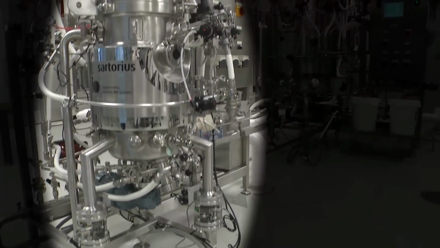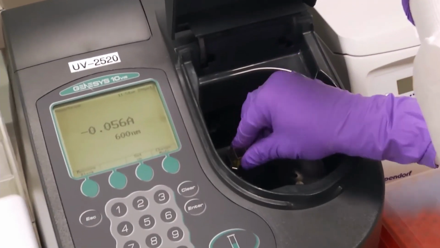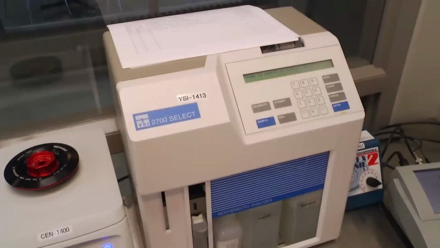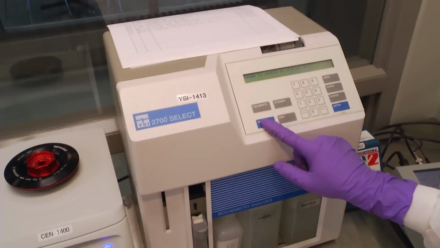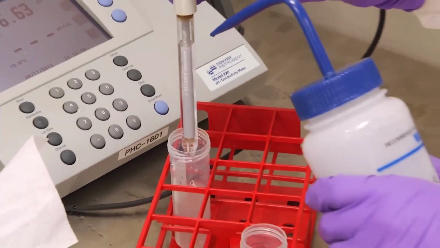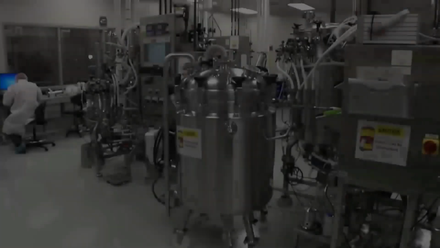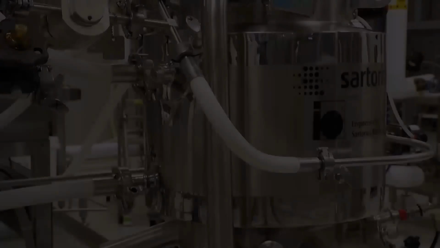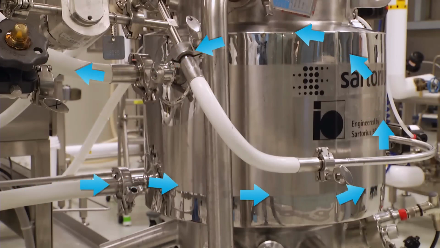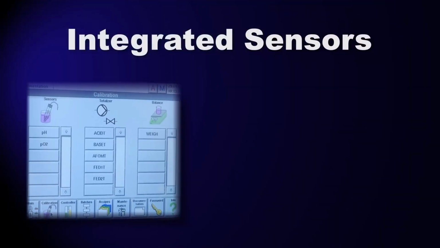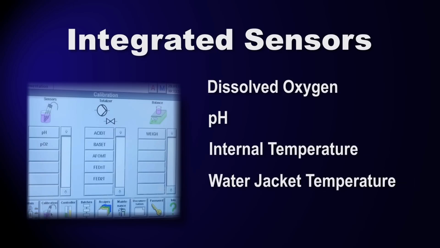The equipment that we'll be using includes a 300-liter bioreactor, a UV-vis spectrophotometer to monitor the optical density, which is a measure of the concentration of cells in the bioreactor, a glucose analyzer to measure glucose, a key nutrient, an offline pH meter to help track the acid-base balance and adjust online measurements if needed, and a broth tank for our final product. The bioreactor is equipped with a water jacket around the vessel to regulate temperature, and integrated sensors to monitor key environmental factors, including dissolved oxygen, pH, internal temperature, water jacket temperature, and vessel pressure.